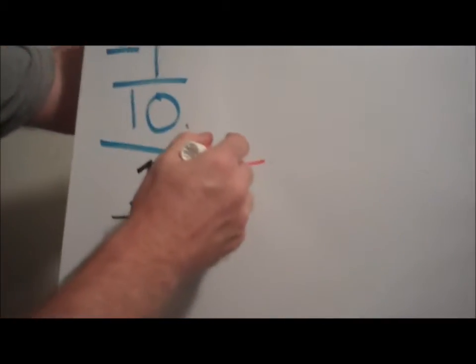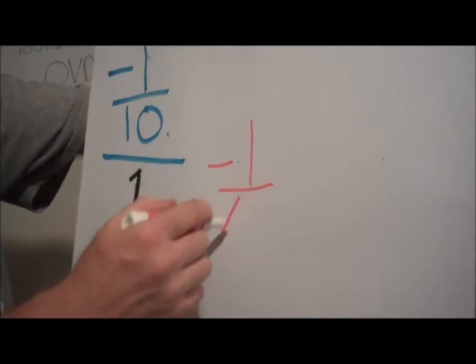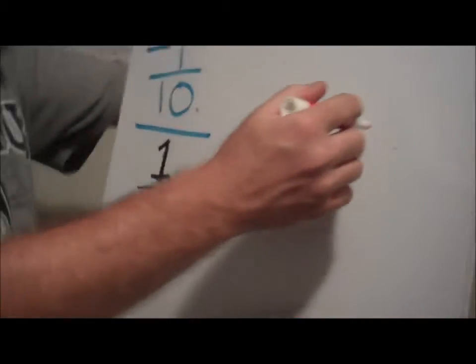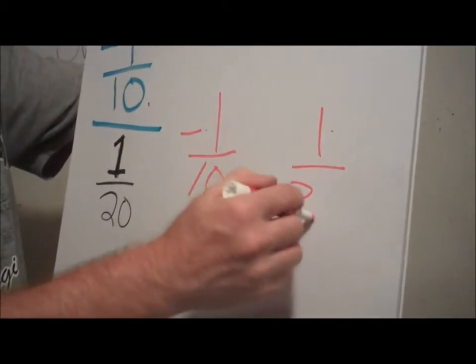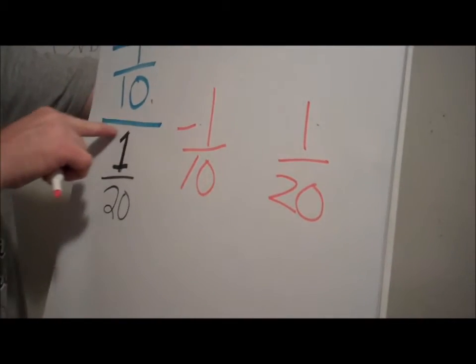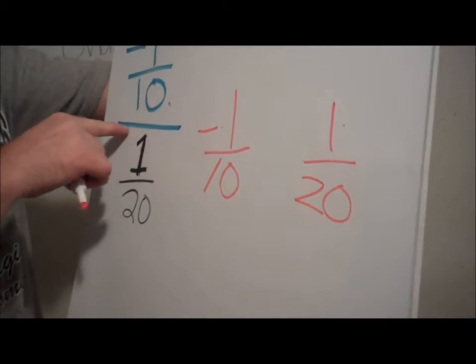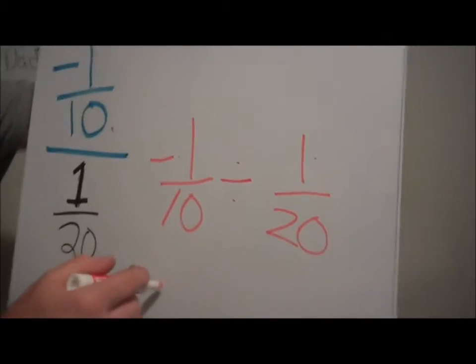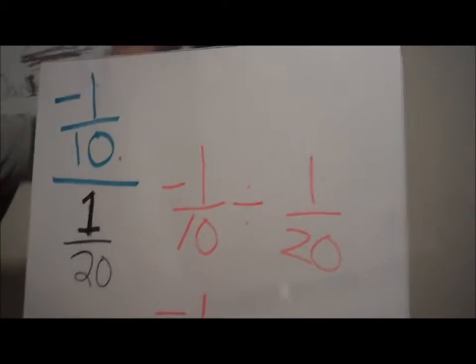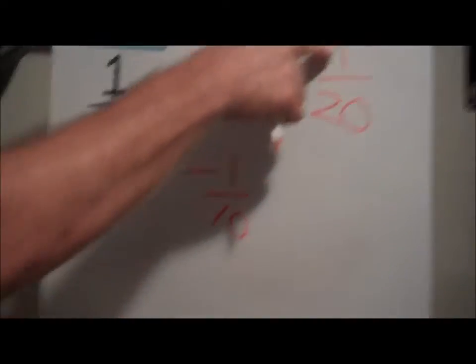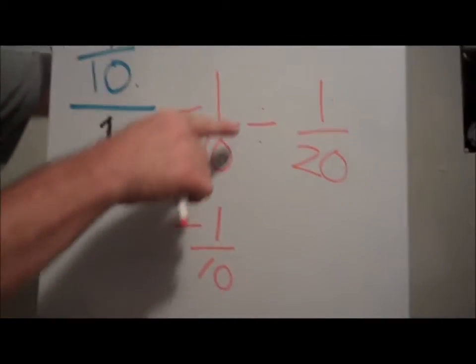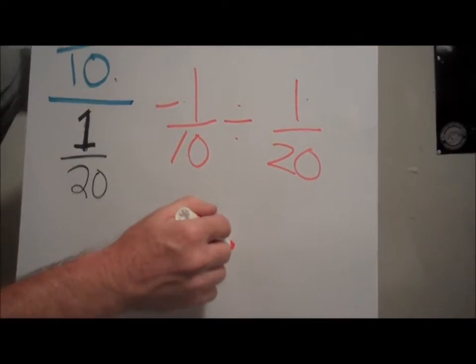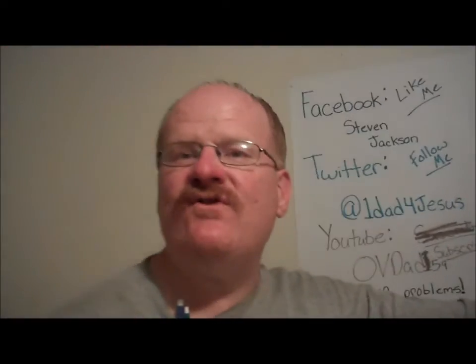So what we're going to do in this case, we're going to take the top, we're going to take the bottom, and then we're going to come back. That blue line that divides the top from the bottom represents a division sign. And so what we're going to do, we're going to take the first number, and anytime we divide by any number, we're going to multiply. And we just can't go changing signs.